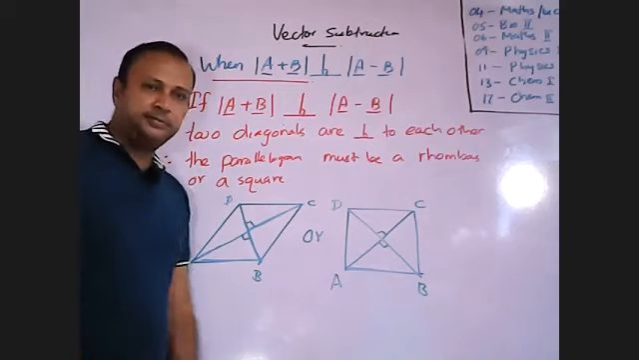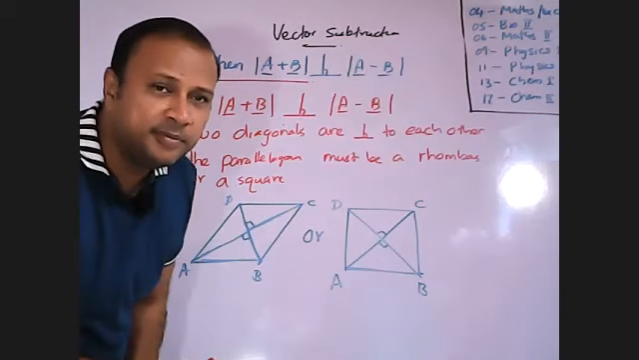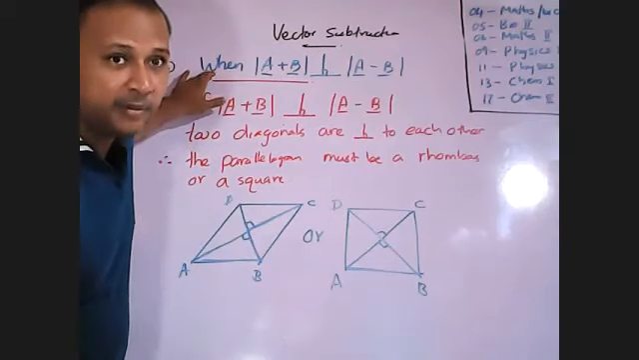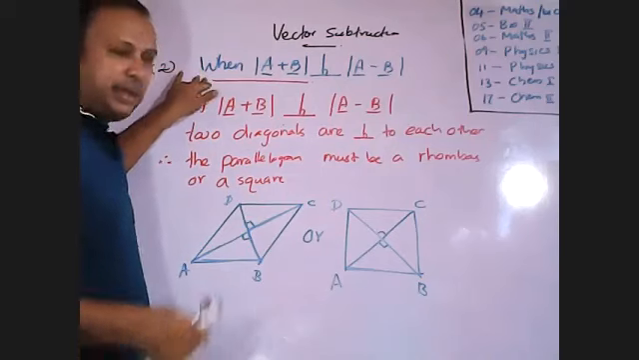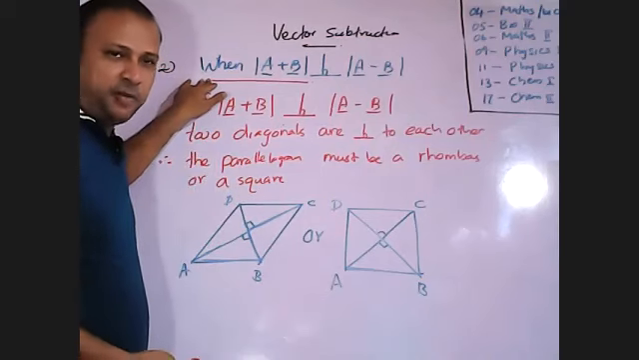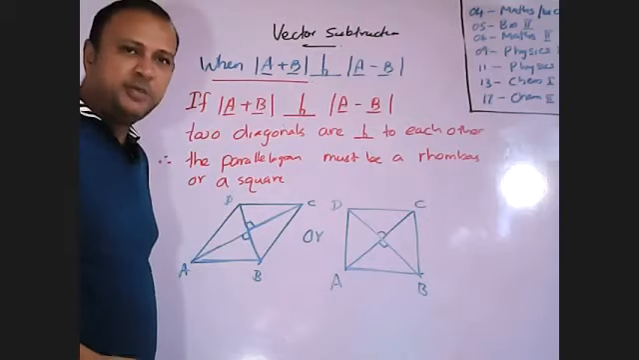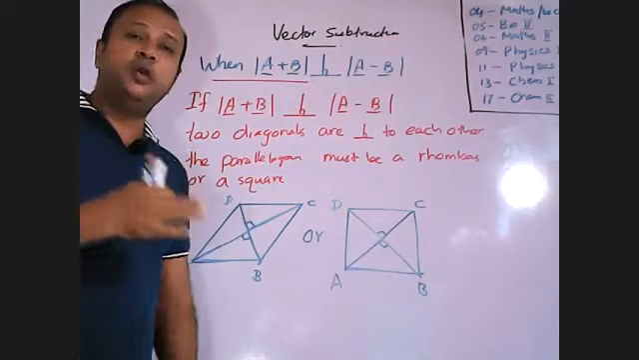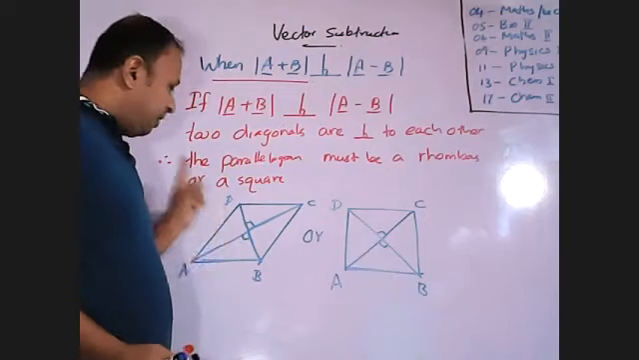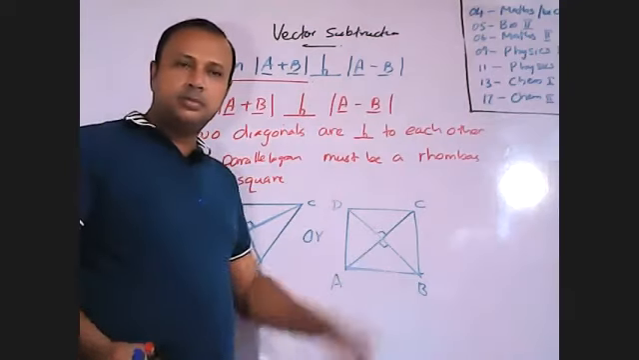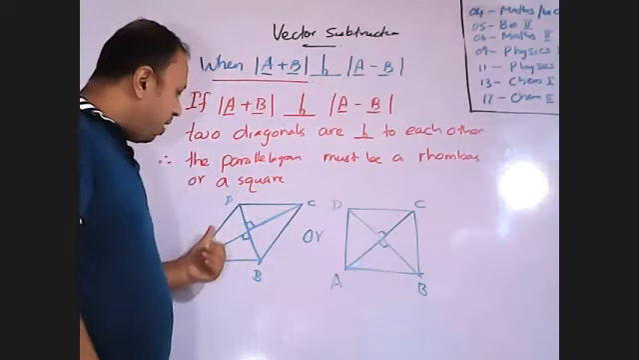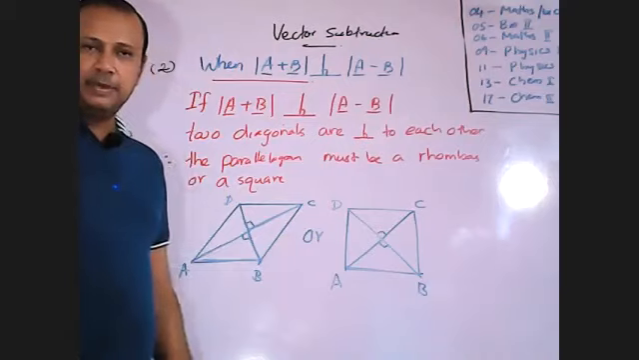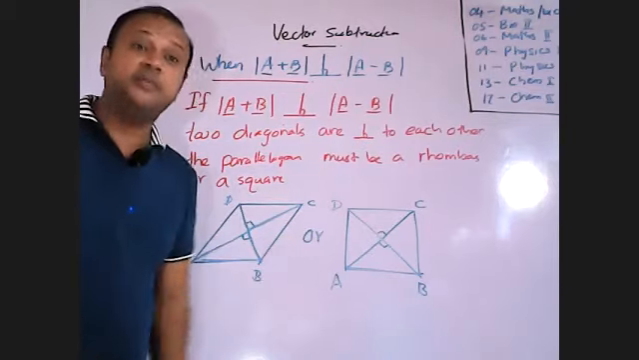Diagonals are perpendicular to each other. Yeah, that is the main, that is our given information. If A plus B and A minus B are perpendicular to each other, that means diagonals are perpendicular to each other. So to have perpendicular diagonals, definitely it should be a rhombus or square. I'm asking, what is the common feature for those parallelograms, which can convert into a vector?